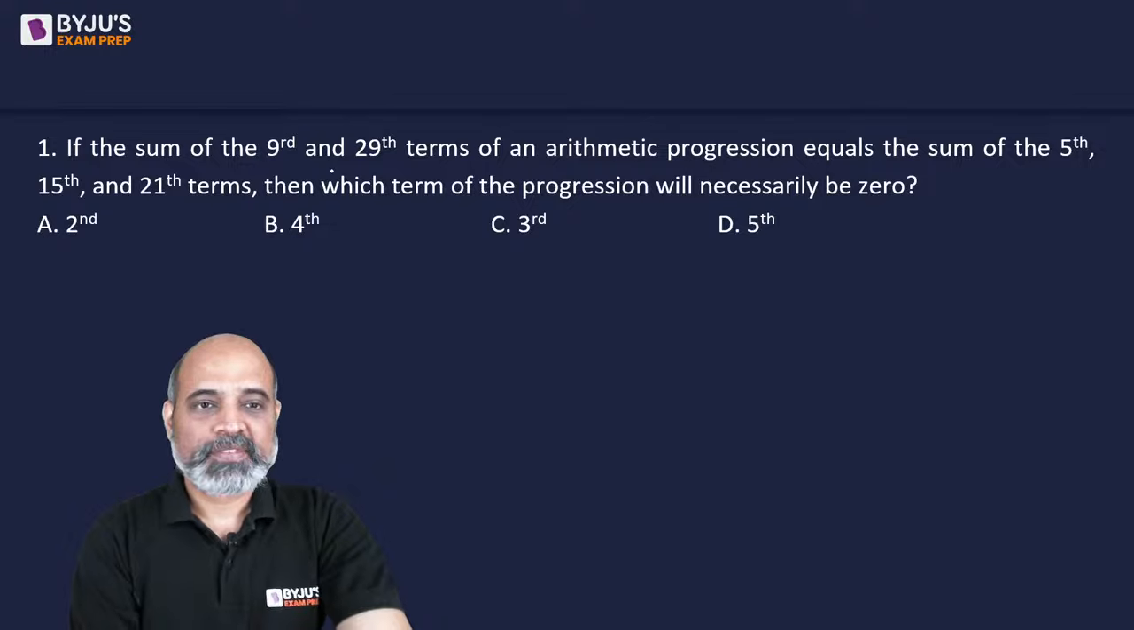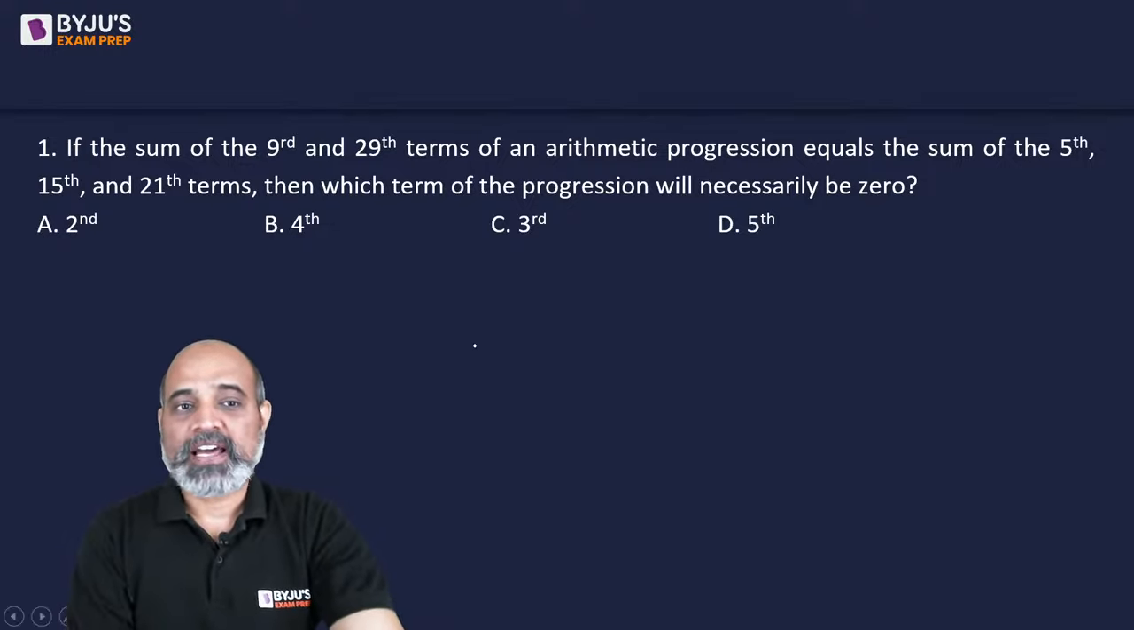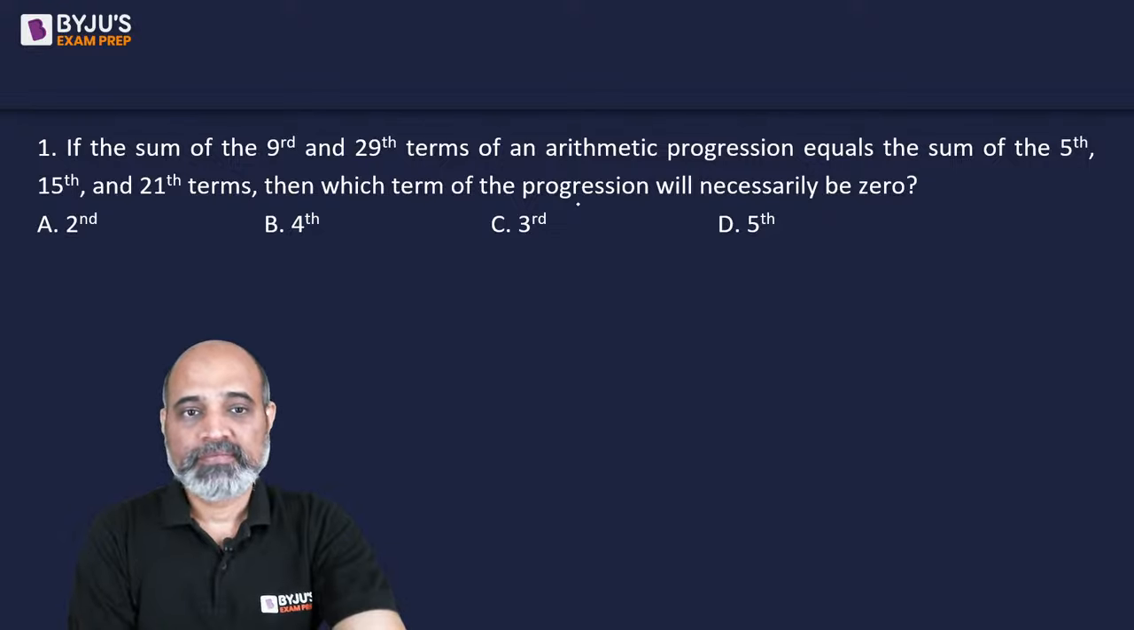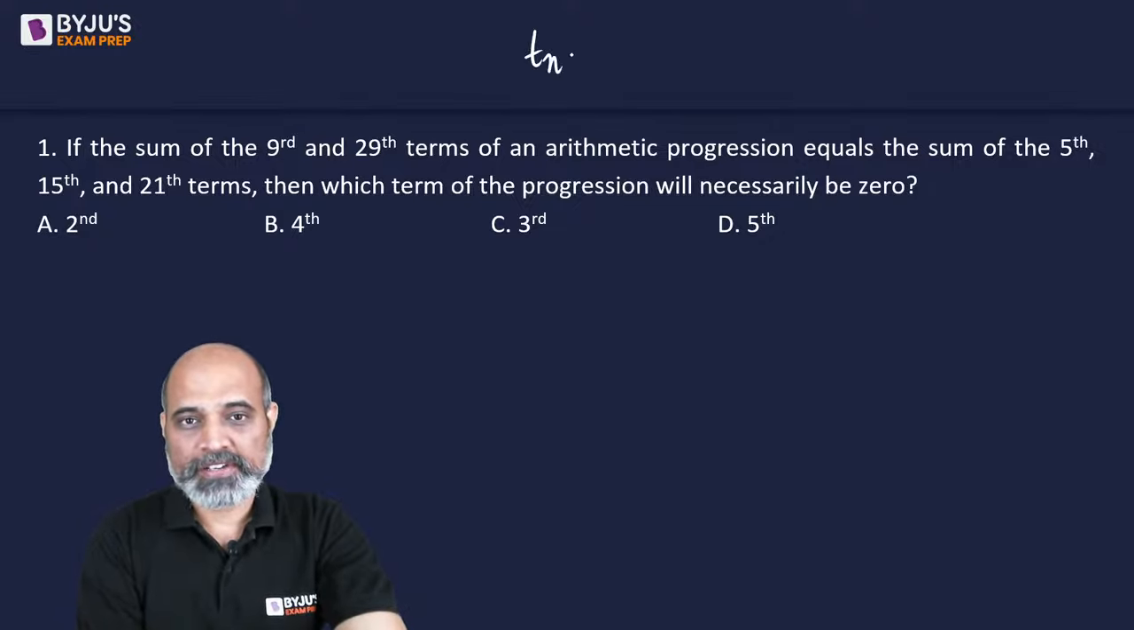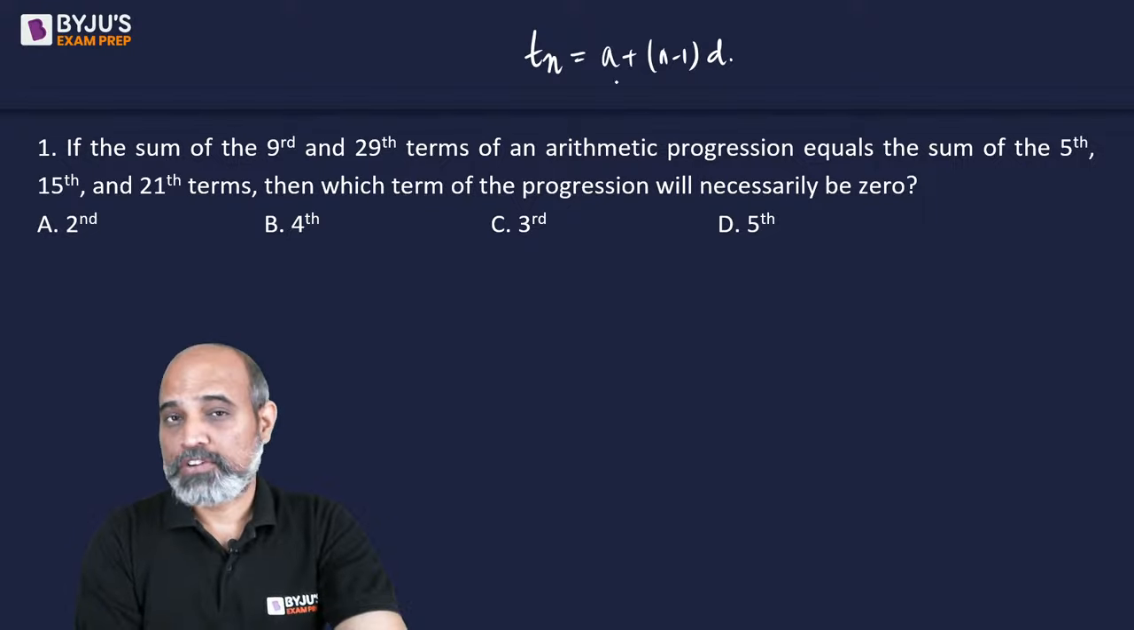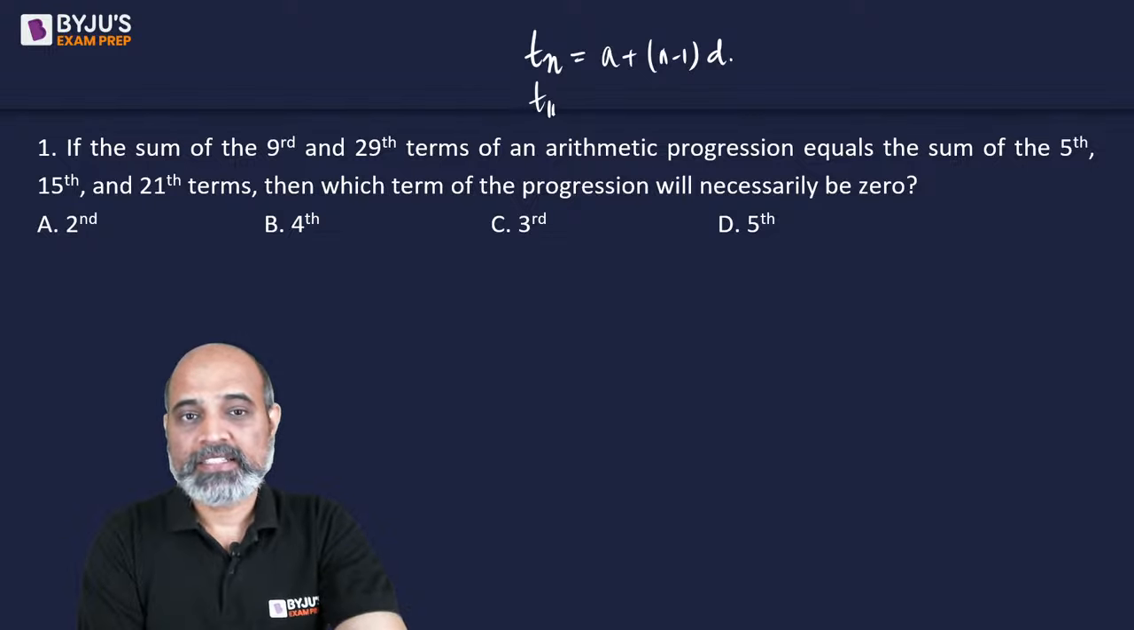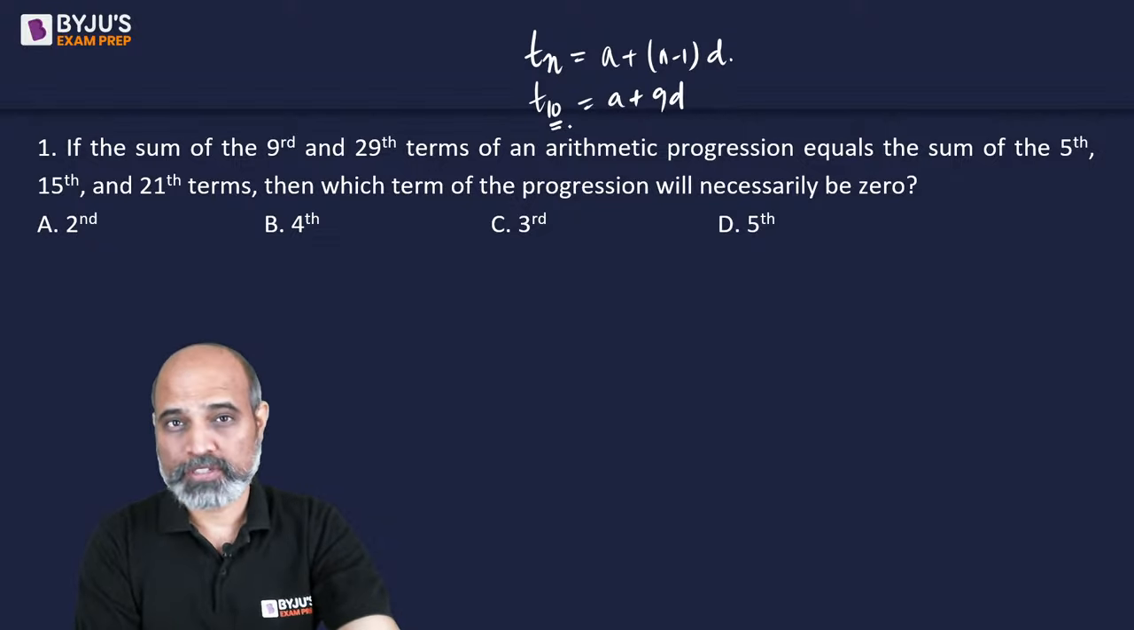So let's start. The first question is, if the sum of the 9th and 29th terms of an AP equals the sum of the 5th, 15th and 21st terms, then which term of the progression will necessarily be 0? Now, this is based on the formula of general term of an AP, that nth term is given as a plus n minus 1 d, where a is your first term and d is the common difference. So, if I want to say, let's say 10th term, I'll be writing down a plus 9d. So whatever is the term position, one less than that will be multiplied with the common difference.